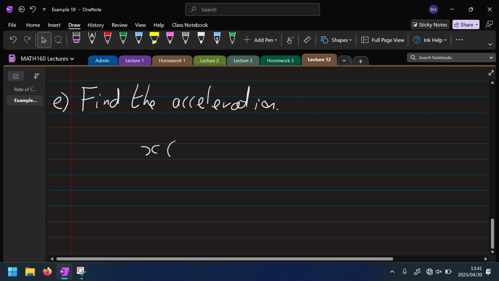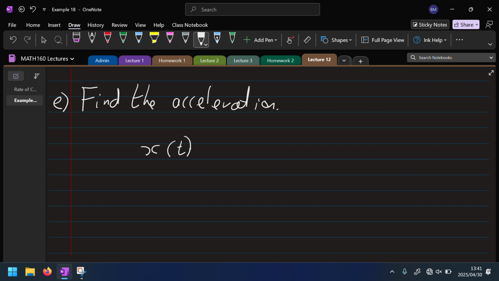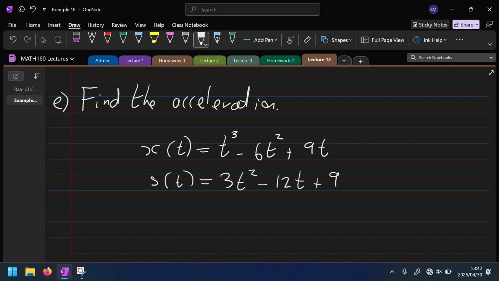Okay, so now we want to find the acceleration. So we know x of t. This is going to be t cubed minus 6t squared plus 9 times t. So we start with that. We want the acceleration, so let's do the first derivative to find the speed. So that's going to be 3t squared minus 12t plus 9. So that's the speed.